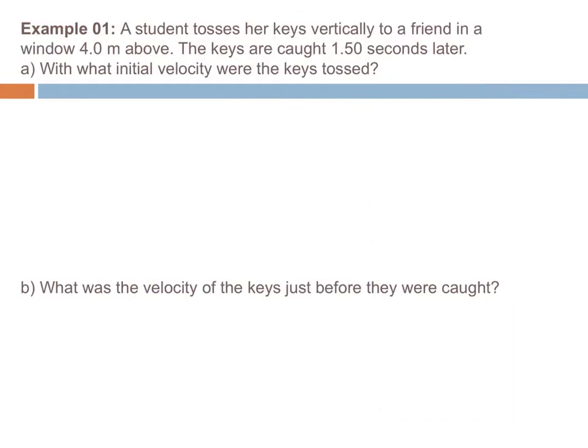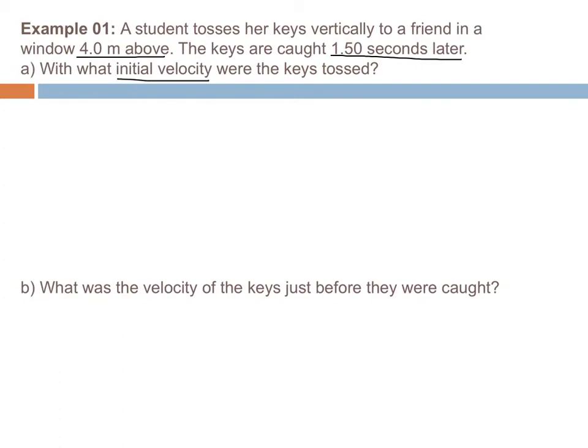So now to finish up with an example. Here we have a student who tosses her keys vertically to a friend in a window 4 meters above. The keys are caught 1.5 seconds later. With what initial velocity were the keys tossed? So, starting with the information, we know that they are caught 4 meters above where you are, that it is caught 1.5 seconds after you tossed it, and what we're trying to solve for is initial velocity.